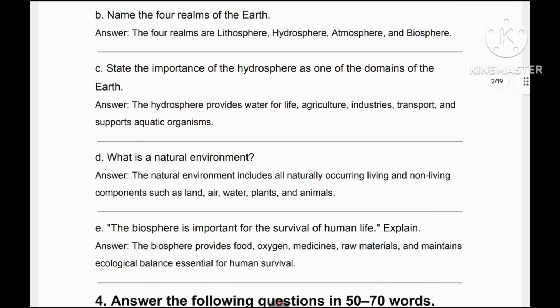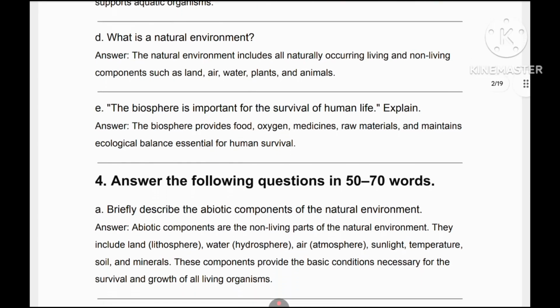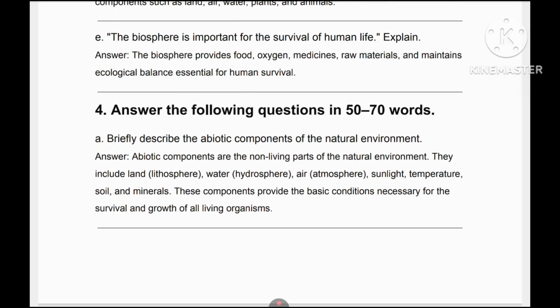State the importance of the hydrosphere as one of the domains of the earth. The hydrosphere provides water for life, agriculture, industries, transport and supports aquatic organisms. What is a natural environment? The natural environment includes all naturally occurring living and non-living components such as land, air, water, plants and animals. The biosphere is important for the survival of human life. Explain. The biosphere provides food, oxygen, medicines, raw materials and maintains ecological balance essential for human survival.